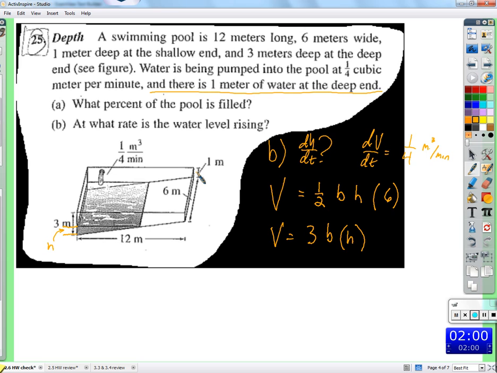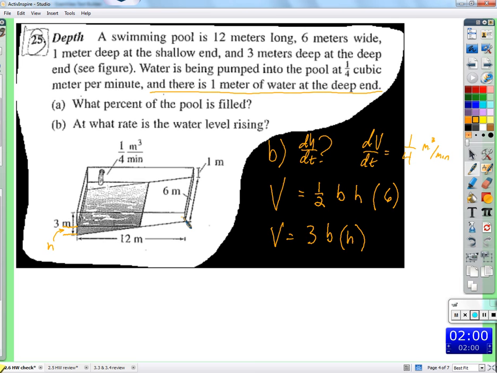We would have to take that into account if we wanted to find the volume of the whole pool. We don't want the volume of the whole pool. We just want the volume of the water itself and the height of the water itself. If the water were higher, if it was later, and the water did start to come up into this part of the pool, now we have to worry about it. But at the instant, we only have 1 meter deep in the deep end. We're only in the triangular part of the pool.